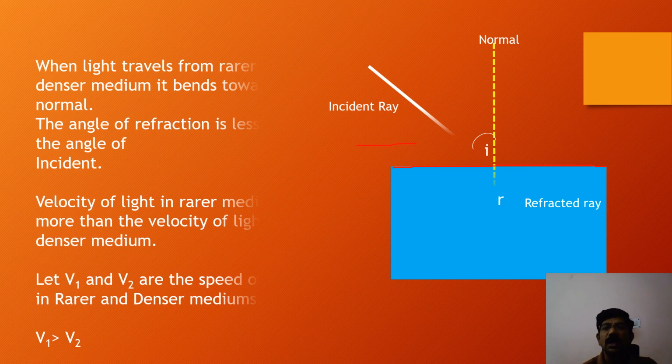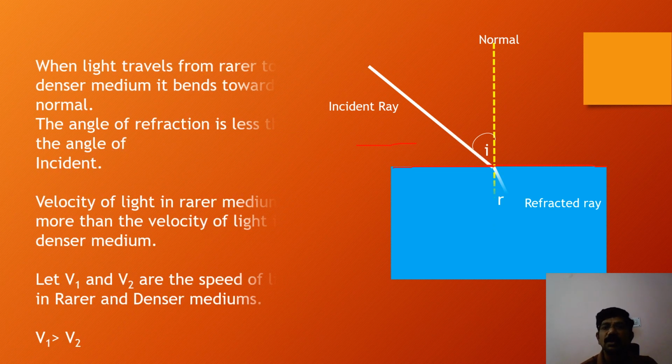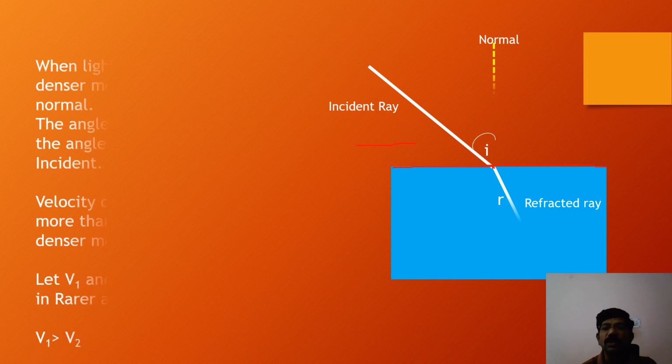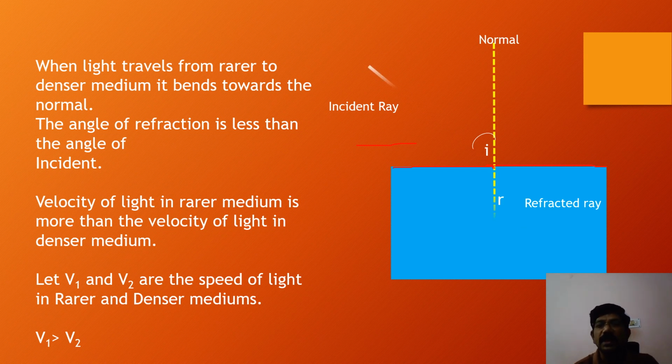Now, this is the normal drawn at the point of incidence. At this point of incidence, a normal is drawn to the surface. Angle i is the angle made by the incident ray with the normal. And this angle r is the angle made by the refracted ray, the light which bends in the medium.